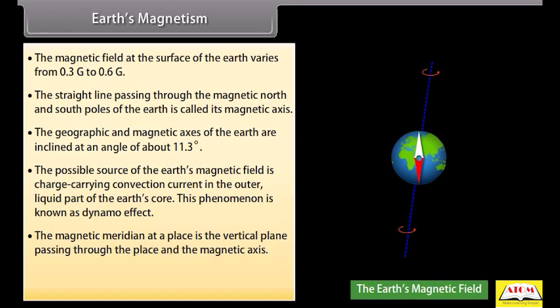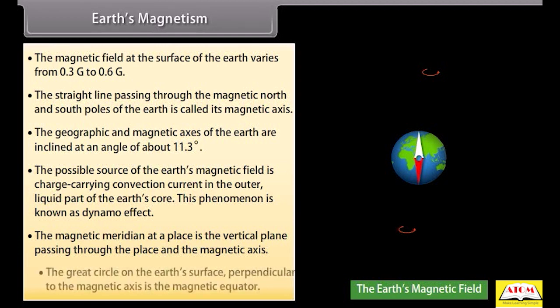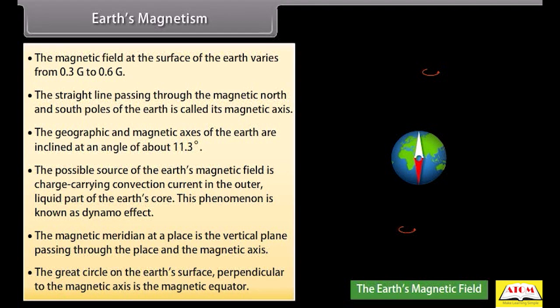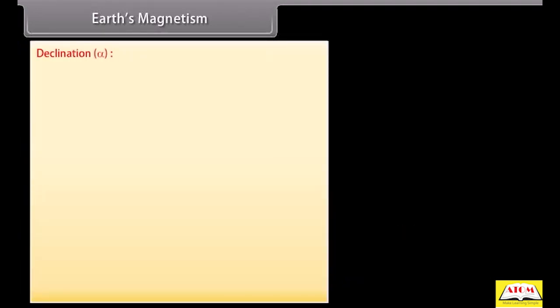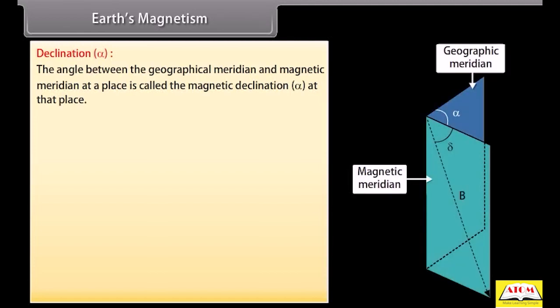The magnetic meridian at a place is the vertical plane passing through the place and the magnetic axis. The great circle on the Earth's surface perpendicular to the magnetic axis is the magnetic equator. Declination, α. The angle between the geographical meridian and magnetic meridian at a place is called the magnetic declination at that place. Angle of dip, δ.